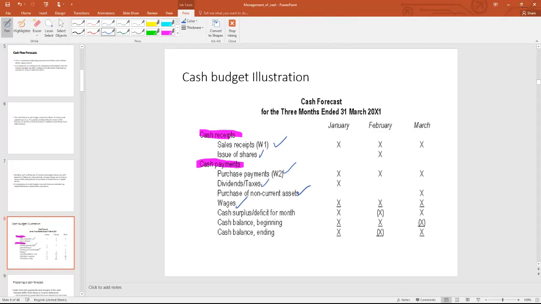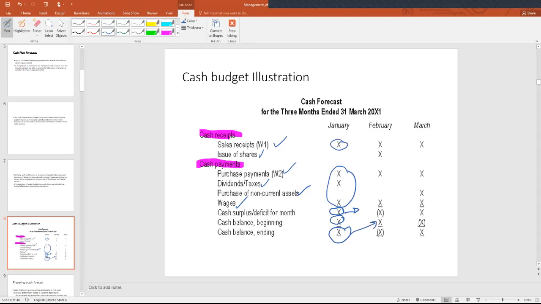And of course you therefore get the surplus for the month: all the inflow minus all the outflows gives the surplus for the month. Then what was the balance at the beginning of the month, to give the balance at the end of the month. And of course the closing balance for January is the opening balance for the month of February, and the closing balance for February is the opening balance for March. And that's how you prepare the cash flow forecast. It took me 1 minute to go through it.